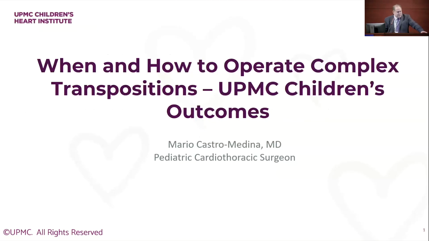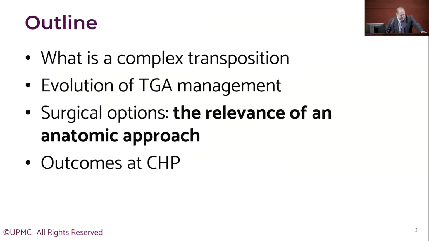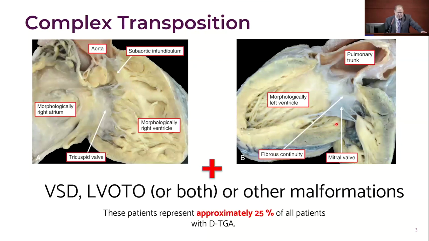My talk is when and how to operate on complex transposition. The purpose of my talk is to define what a complex transposition is, the evolution of TGA management, and the relevance of the anatomic approach. At the end, I will show some of the outcomes that have already been presented by Dr. Morel. The definition of complex transposition is cases with a VSD, left ventricular outflow tract obstruction, and other malformations; interrupted aortic arch was also considered. All these patients represent approximately 25% of the TGAs.